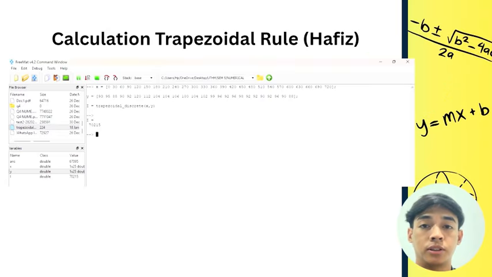This slide shows the software validation for the trapezoidal rule calculation of subject Hafiz. The time and the heart rate data were entered into FreeMat, and the trapezoidal integration function was applied. The computed result is 70,215 BPM per second, which matched the manual calculation shown earlier. This confirmed that the trapezoidal rule was applied correctly and the results are reliable.